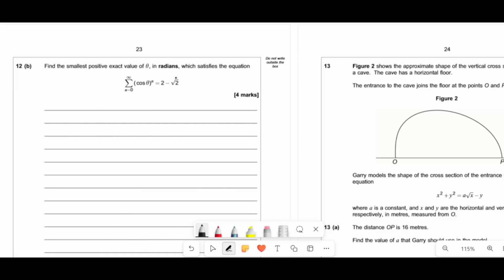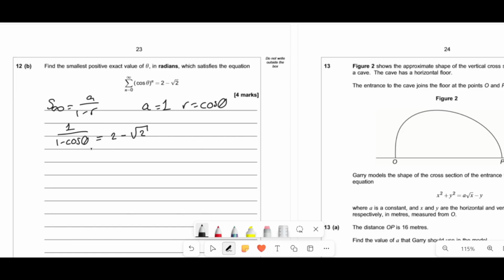So first of all, we need to figure out what our sum to infinity equation actually is going to be. Remember that the sum to infinity is going to equal a over 1 minus r. We need our a and we need our r. Well, they've told us it's cos theta to the power of n. Regardless of the fact we don't know what theta is, anything to the power of 0 is 1. So that means our a is 1, and each time you're going to be timesing it by cos theta, squaring, cubing, and so forth. So that means our r is cos theta. So our sum to infinity is going to be 1 over 1 minus cos theta, and they've told us that that equals 2 minus root 2.